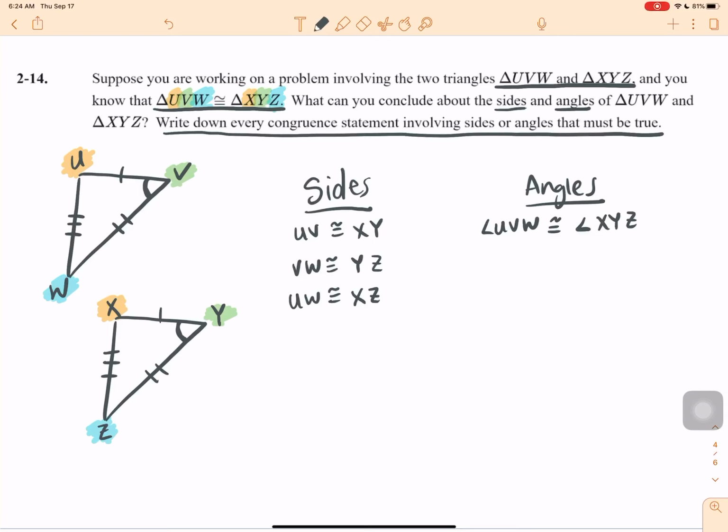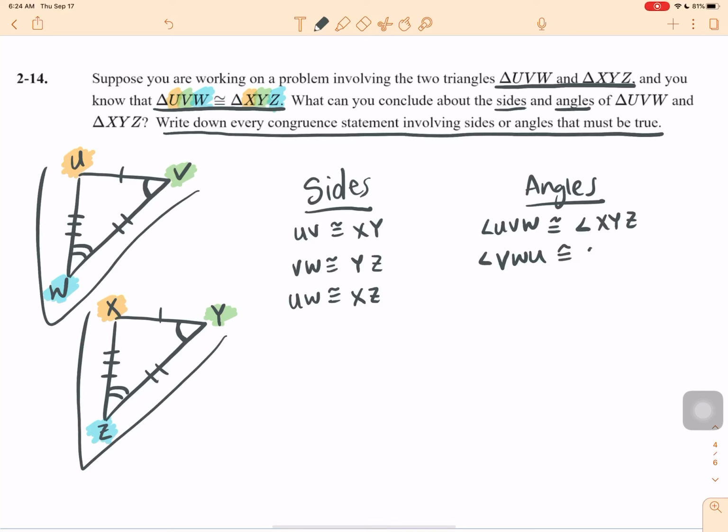And then I also know that this angle here is congruent to this angle here. So that'll be angle VWU, if I go this way, congruent to angle YZX. Okay.